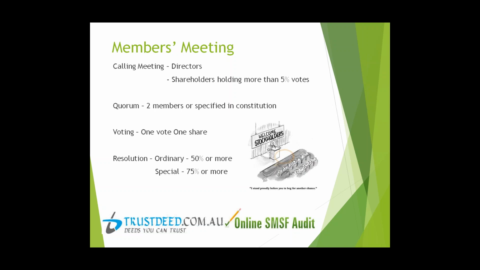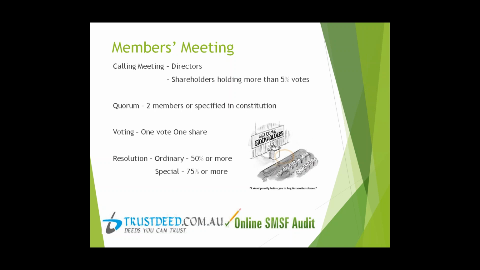So, how is the meeting of members called? Company directors have the power to call meetings of all members or meetings of only those members who have a particular class of shares. A company may have different classes of shares to which different rights and restrictions are attached. Members who hold at least 5% of the votes that may be cast at the general meeting of the company have the power to call and hold a meeting themselves or require the directors to call and hold a meeting.